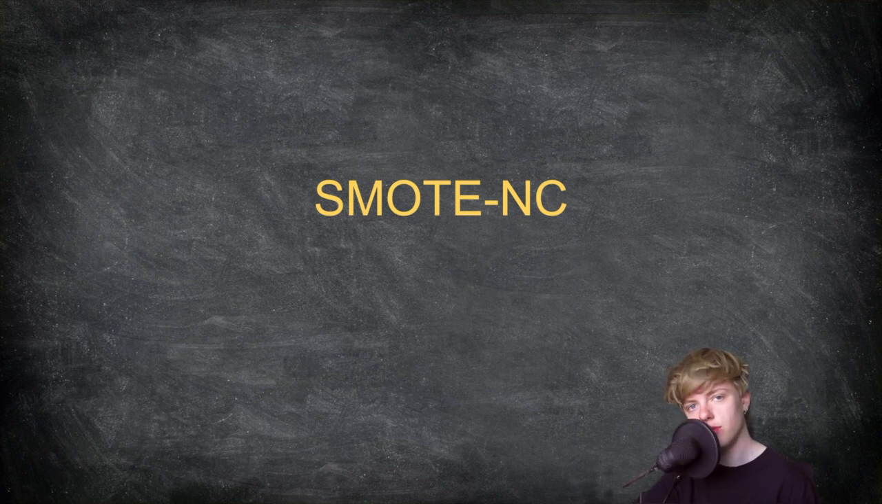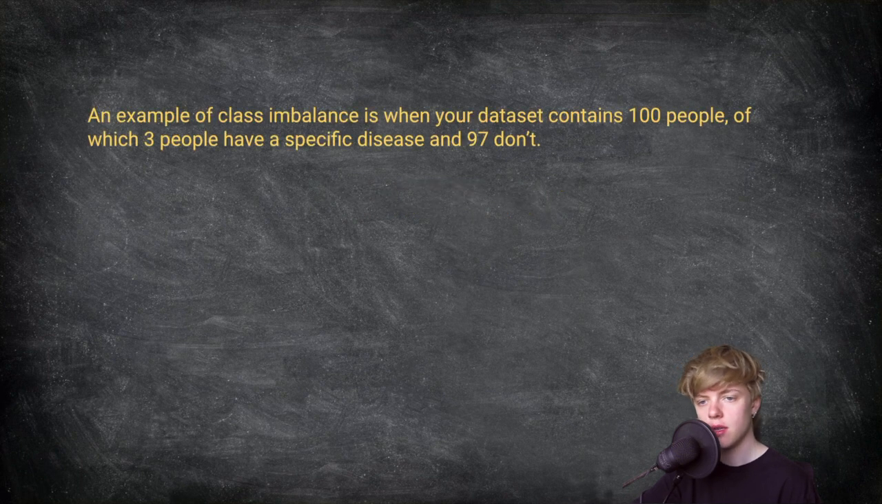In this video, I'm going to explain how SMOTE-NC works. SMOTE-NC is a variation on the original SMOTE technique, and it can be used to fix class imbalance. An example of class imbalance is when your dataset contains 100 people, of which 3 people have a specific disease and 97 don't.